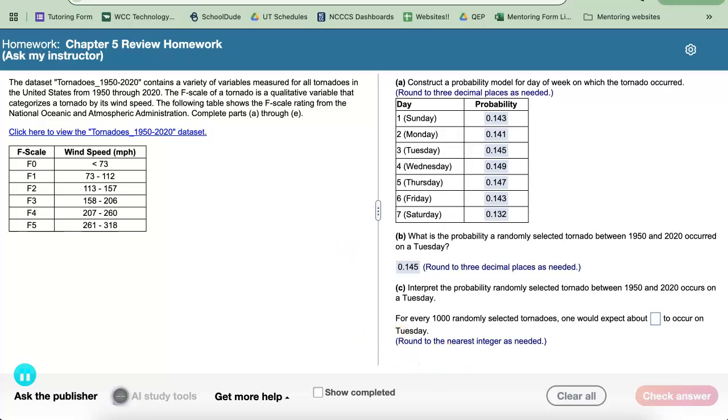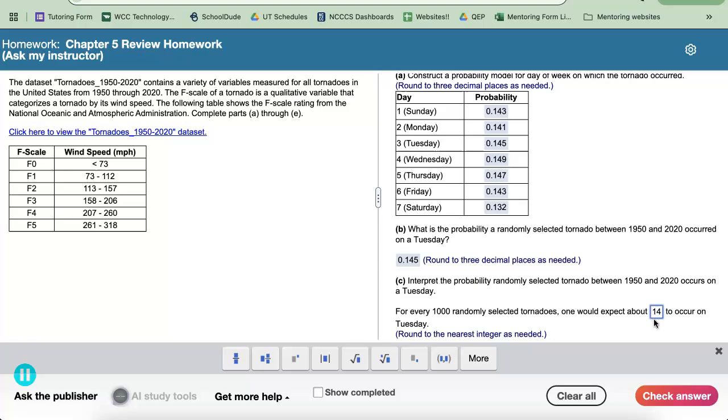Or we can interpret the probability of a randomly selected tornado in this time range occurring on a Tuesday by completing this statement. For every 1,000 randomly selected tornadoes, one would expect about, now to get this value, I'm going to take the probability, multiply it by 1,000, and that gives me 145.